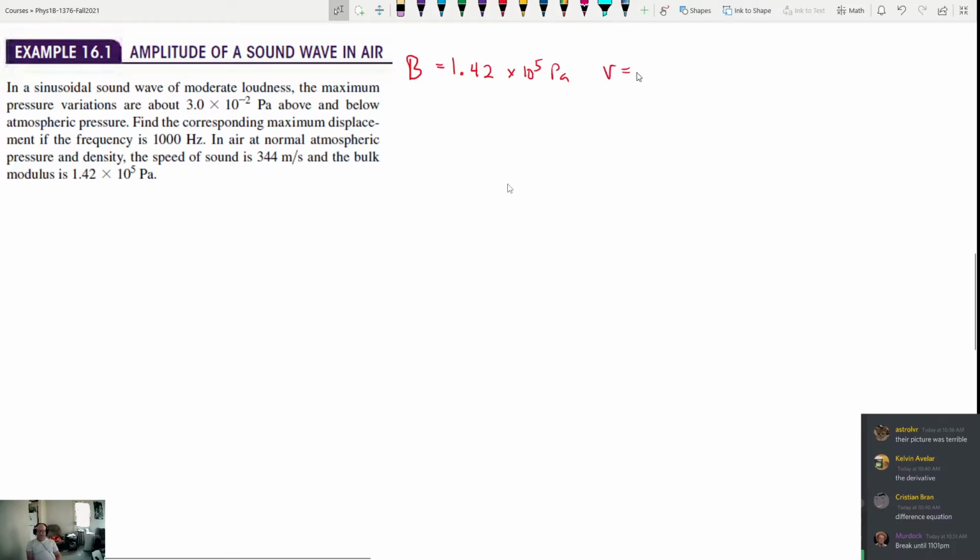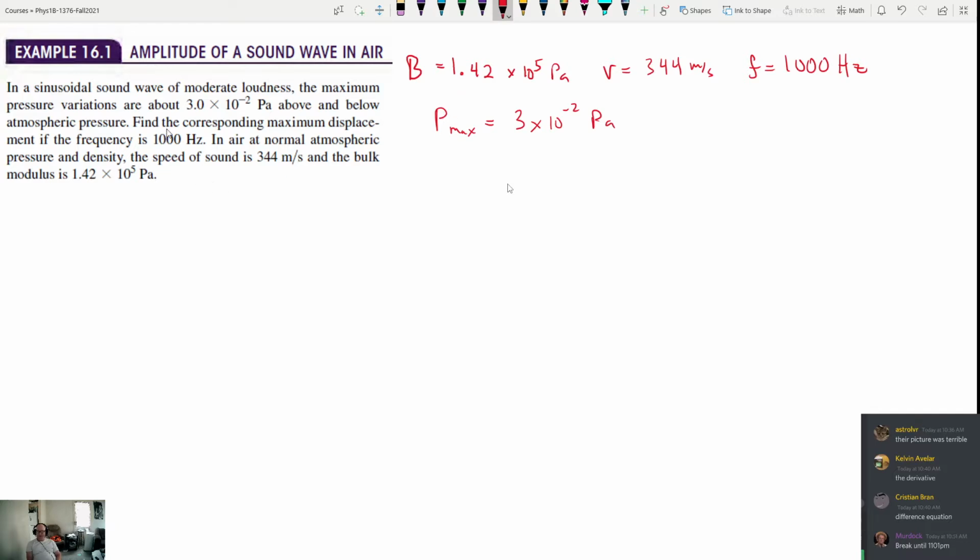We're given velocity of 344. We're given the frequency of 1000 hertz. And we're also told that the maximum pressure variations are about 3 times 10 to the negative 2 pascals above and below atmospheric pressure. So that's going to be our pressure maximum, 3 times 10 to the negative 2 pascals. That's a very small change, right? Apparently your ear can sense very, very tiny fluctuations of pressure. And that's all the information we're given.